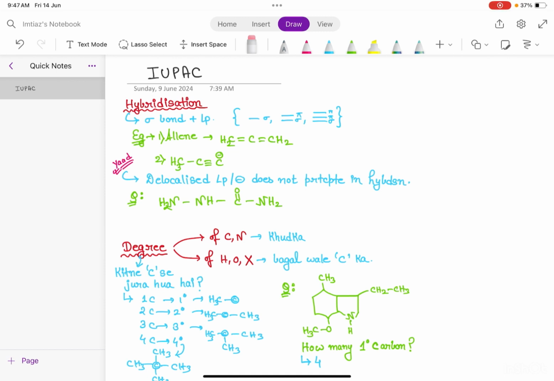And from today, we are going to start organic chemistry from the very first chapter, that is Basics of Organic Chemistry with IUPAC Nomenclature. So, today we'll be dealing with the basic part, means the basics and the common name part.